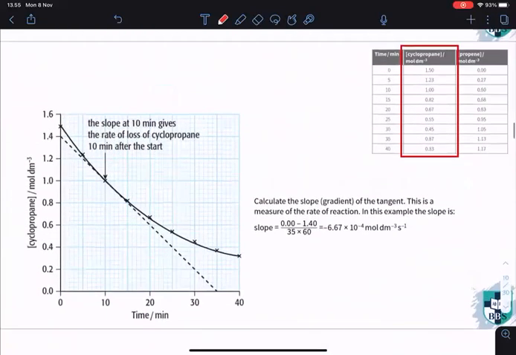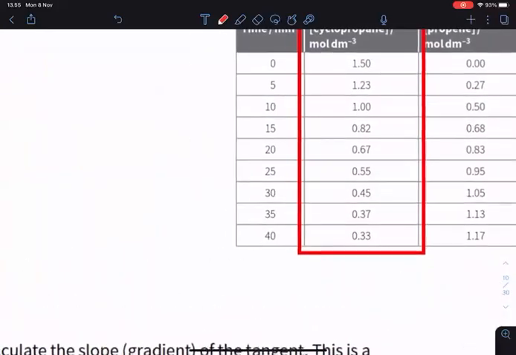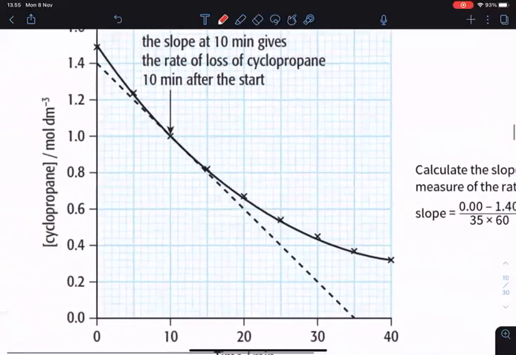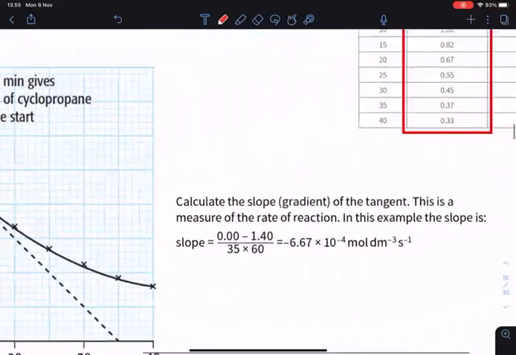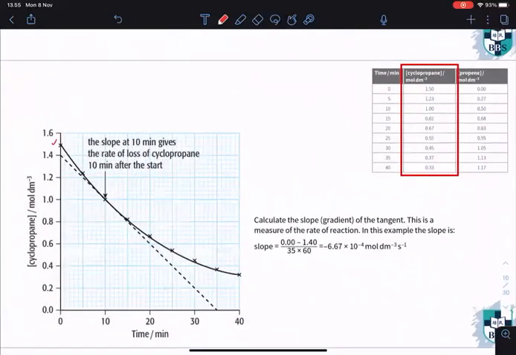Now let's say the same situation, but now we look at the concentration of the reactant, cyclopropane. The information is given over there. If I represent it in a graph, quickly you can get this graph. They started at 0.0, 1.5. You can see 0.0, 1.5, and you are getting a curve, like what you are expecting. The concentration is decreasing.